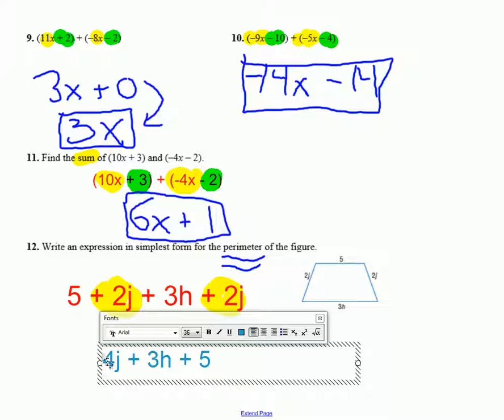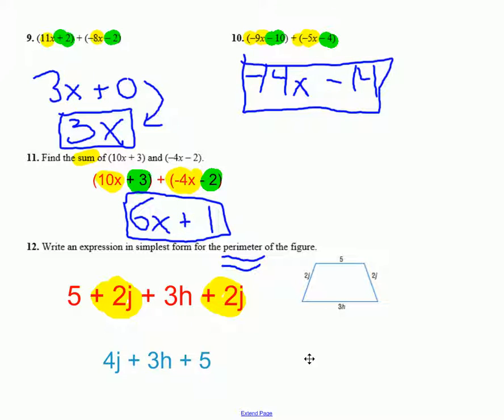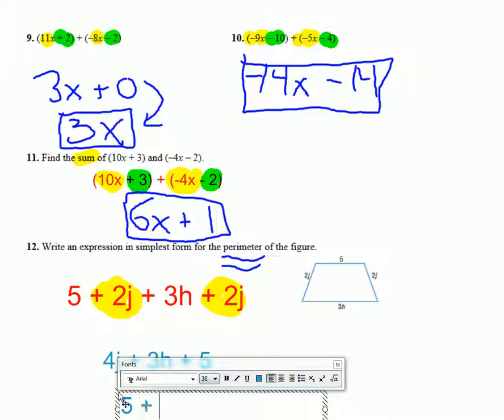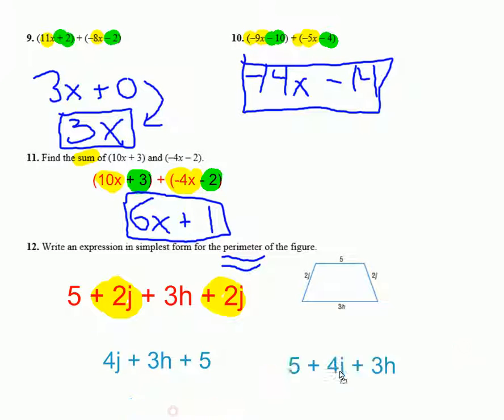I could write these in a couple different orders. Like here I wrote it this way. I could also have written it with the 5 in front and then added the 4j and then added the 3h. But again, adding is commutative, which just means I can change the order if I want to, but the answer will always be the same.